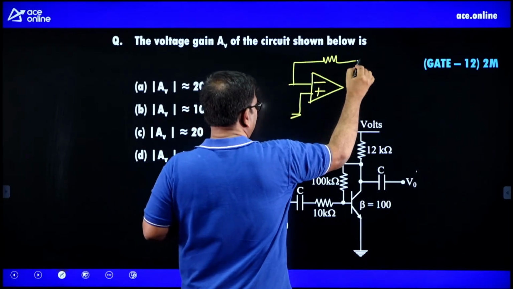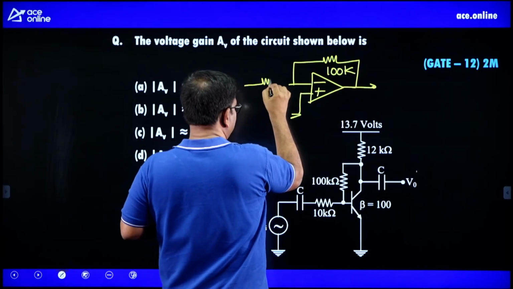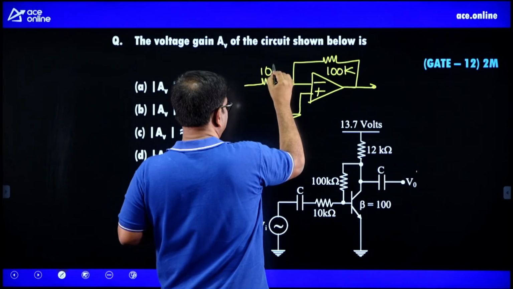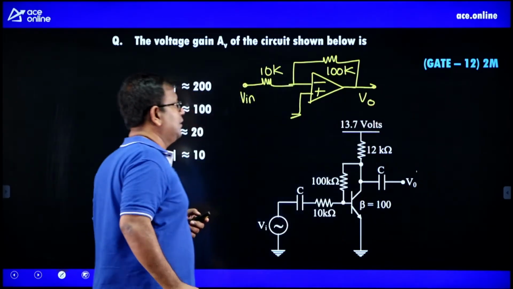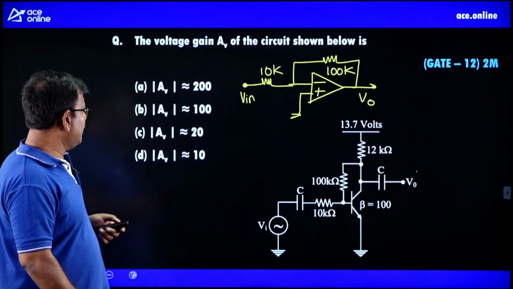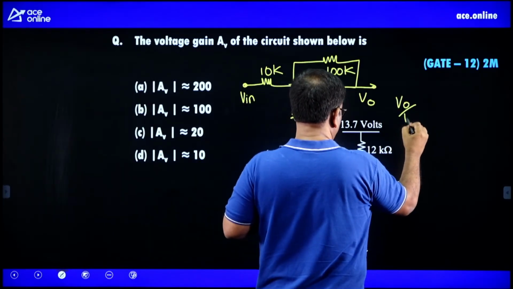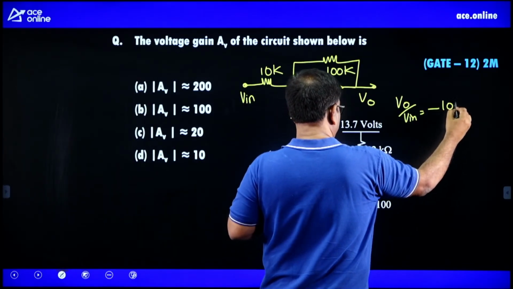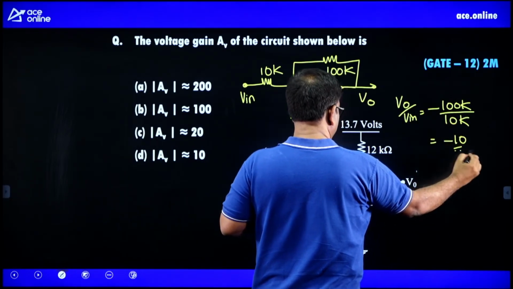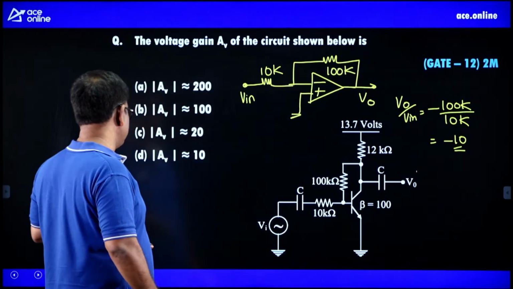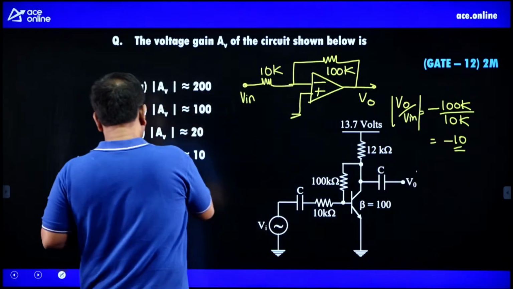In an op amp, if you have a feedback resistor of 100K and an input resistance of say 10K, with V in here and V naught here, then we directly know the gain V naught by V in is going to be minus 100k by 10k. It is approximately minus 10. If you take the mod value, then the voltage gain is getting close to 10.